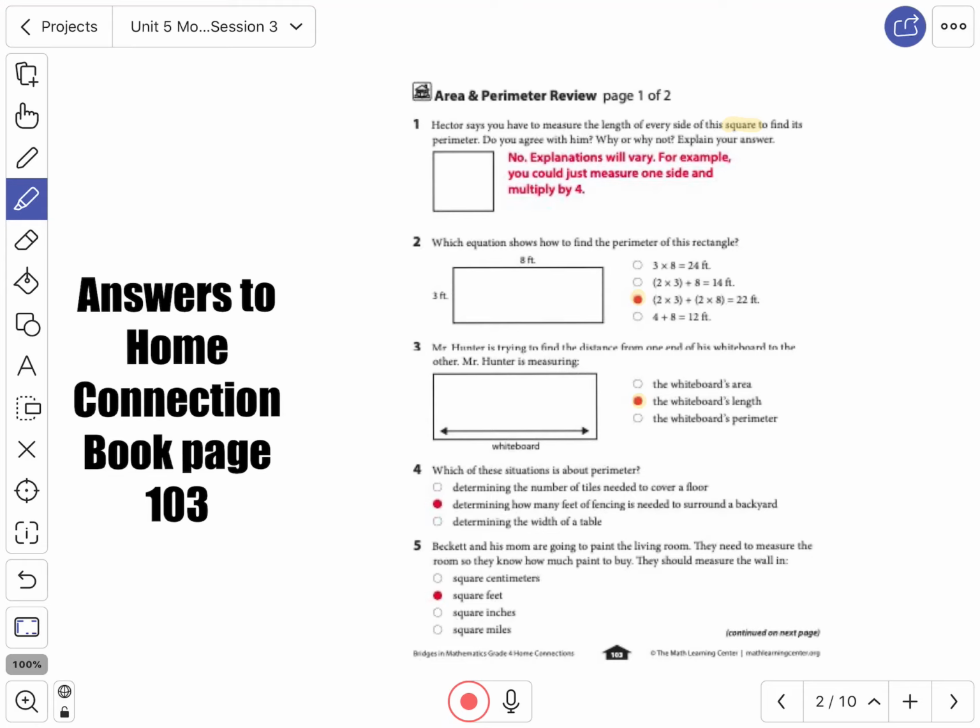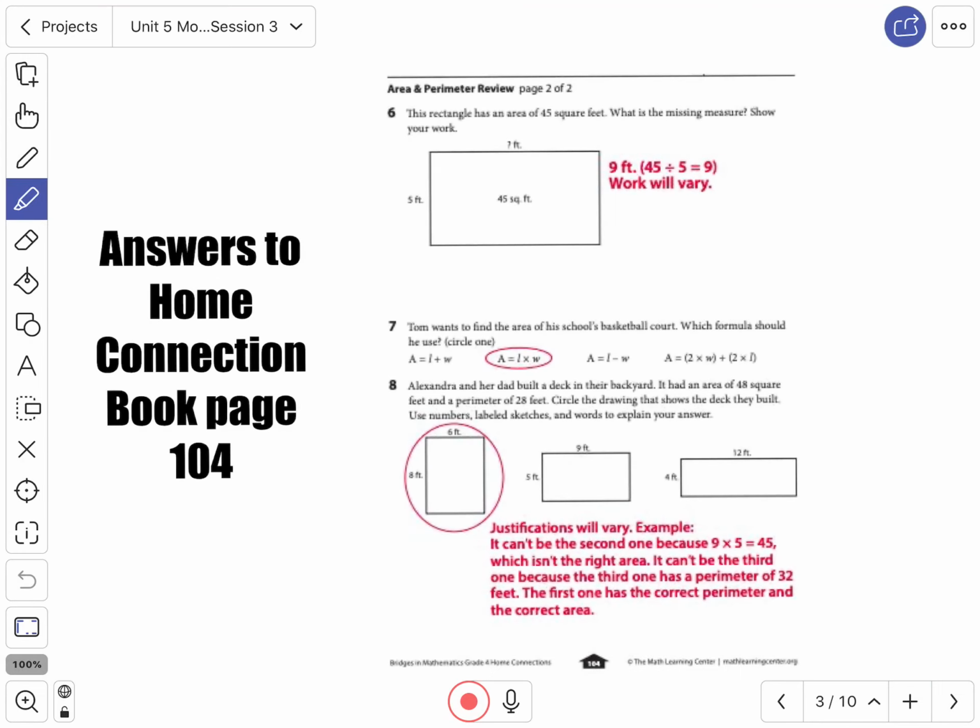Number 4, which of these situations is about perimeter? It is determining how many feet of fencing is needed to surround a backyard. And number 5, Beckett and his mom are going to paint the living room. They need to measure the room so they know how much paint to buy. They should measure the wall in square feet, okay?